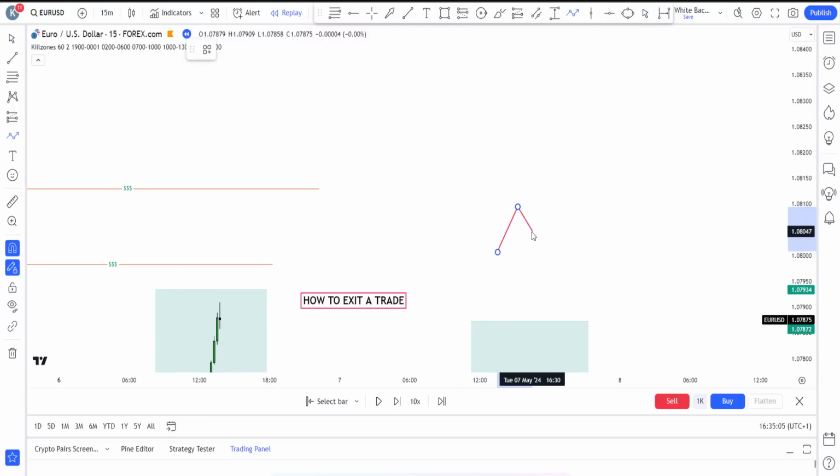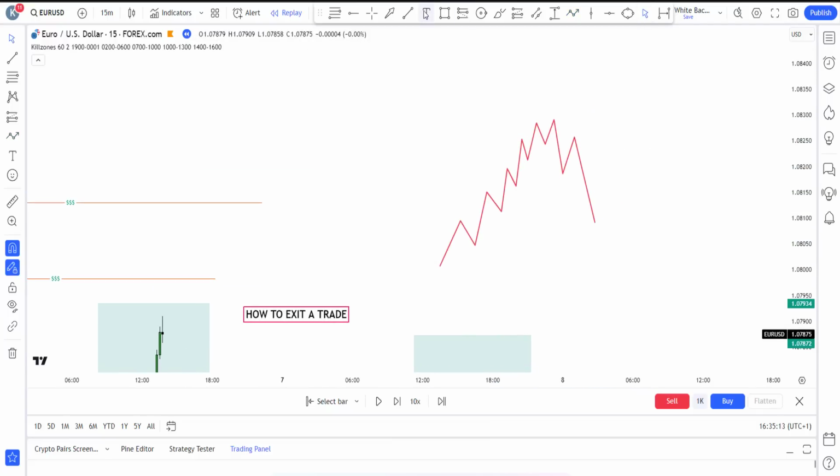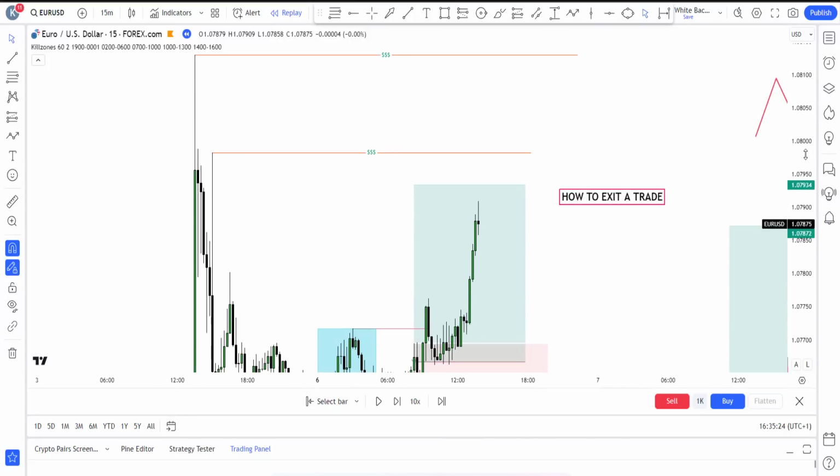So I was bullish. All right, I was going up. If I see a shift in market structure, it simply means that this movement is not going to go further up again. So my exit will always be where there is a market structure shift on the trend. So that was exactly what I saw.